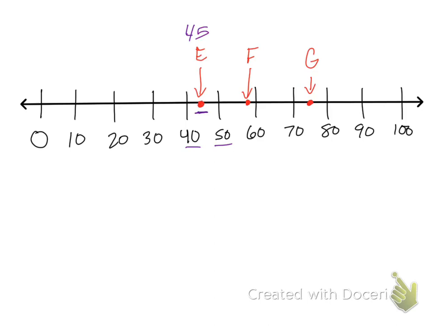Now if we look at number F, we can see it's between 50 and 60, but it's very close to number 60. So F could be either 58 or 59. It could be either of those. We don't know exactly what it is. So we just know it's very close to the number 60. And if we look at point G, again, G is right in the middle between 70 and 80. So we know that point G has to equal 75.